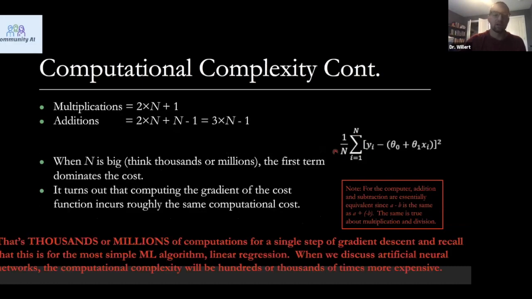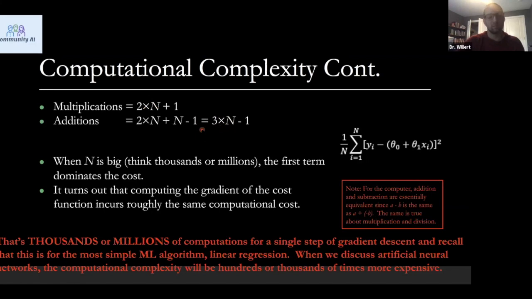So what does that look like in total? So we have 2 times n plus 1 multiplications, and we have 2 times n plus n minus 1 additions. So that simplifies to 3 times n minus 1. And recall that n here is the number of points in our data set. So if n is big, we can kind of ignore this plus 1 and minus 1. We'd have about 2 times n multiplications and 3 times n additions.